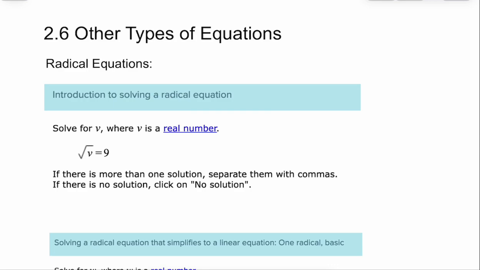So 2/6 is about other types of equations. You might recall there was a few sections ago, I don't remember which section it was, where we just did simple basic multi-step equations. But in 2/6, we're going to talk about radical equations, absolute value equations, some other types. So first, let's talk about radical equations.